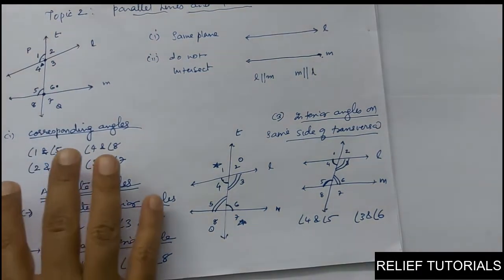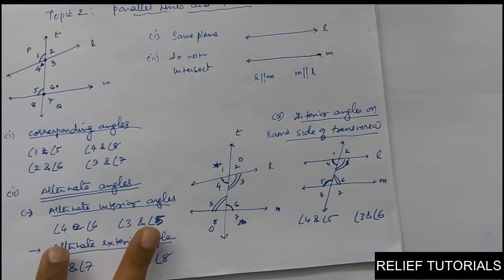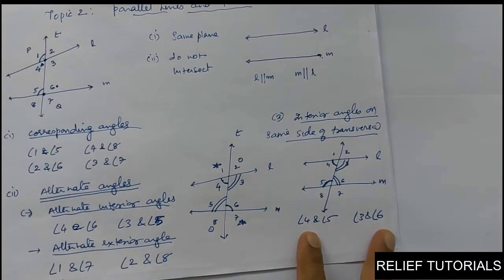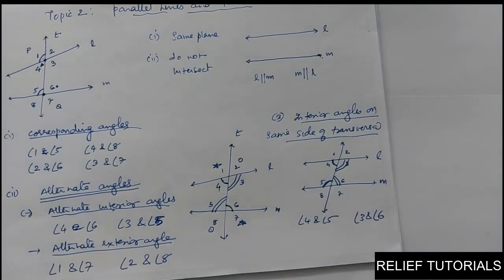So we have 4 pairs of corresponding angles, 2 pairs of alternate interior angles, 2 pairs of alternate exterior angles, and 2 pairs of interior angles on the same side of the transversal. Now we will see what is the relation among these angles.